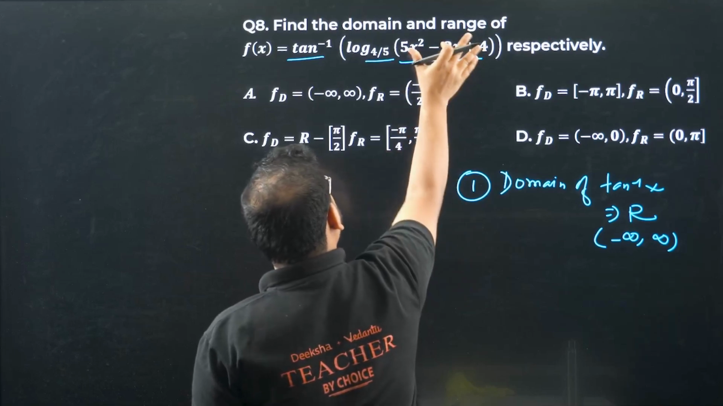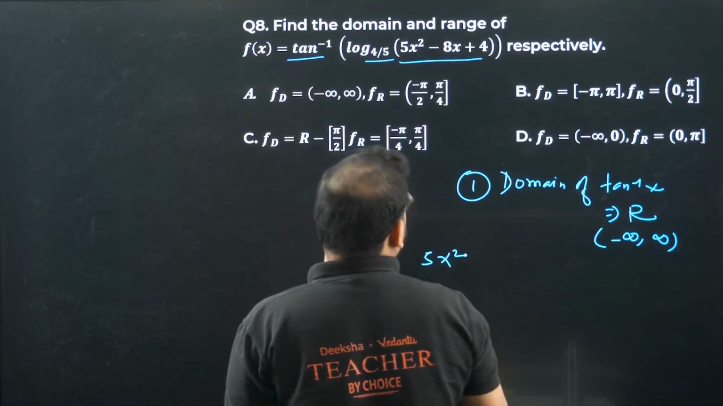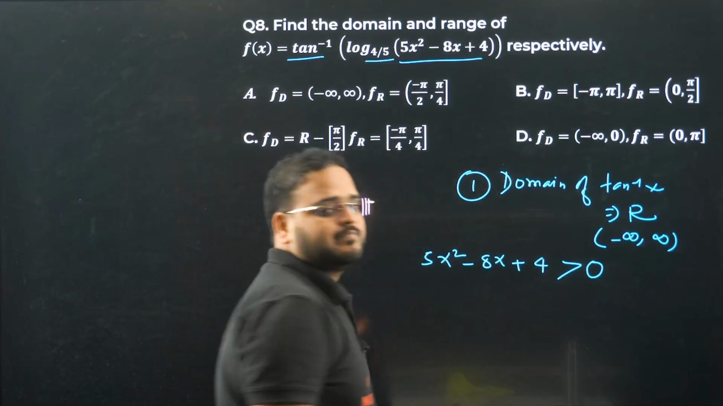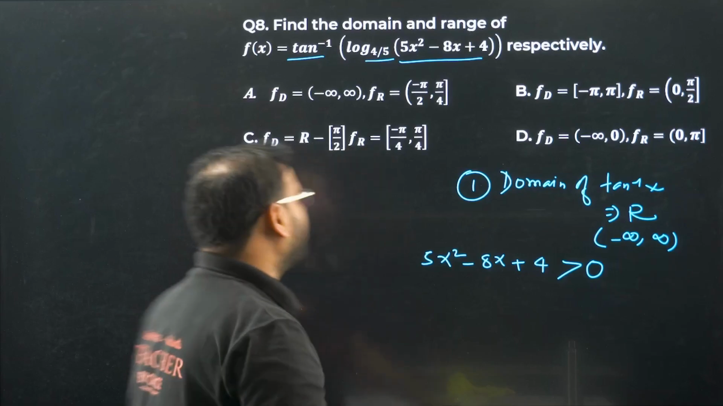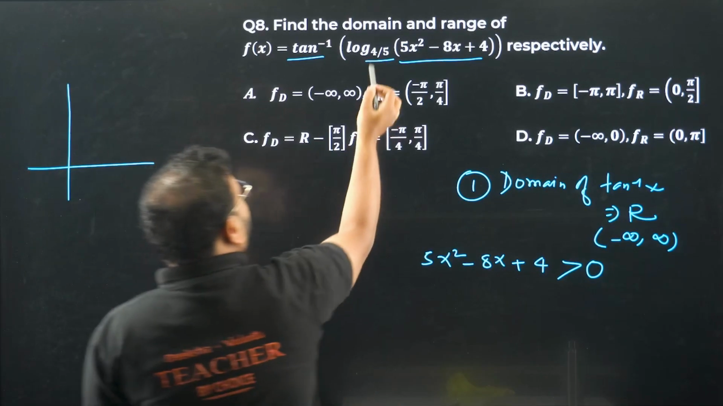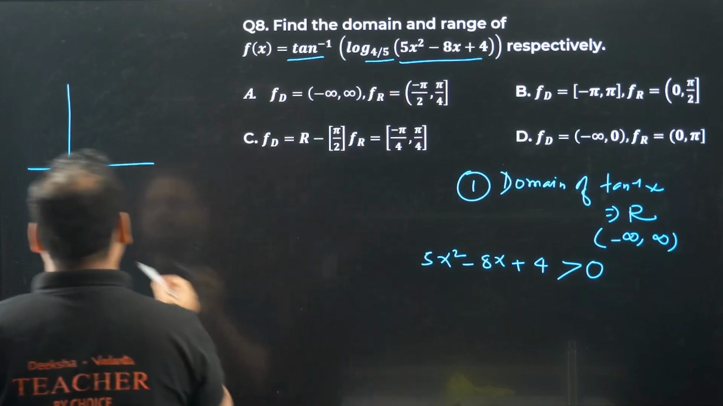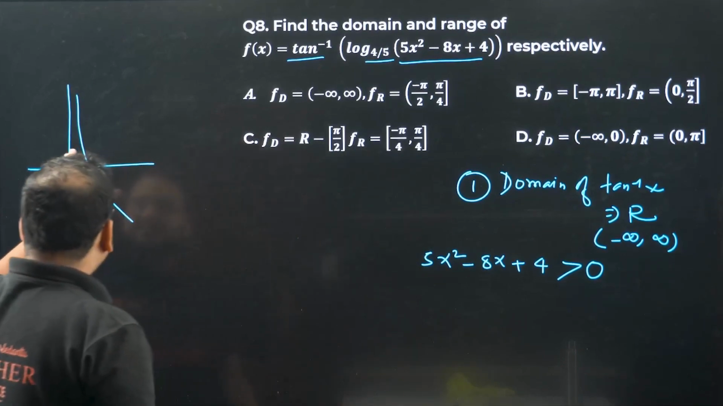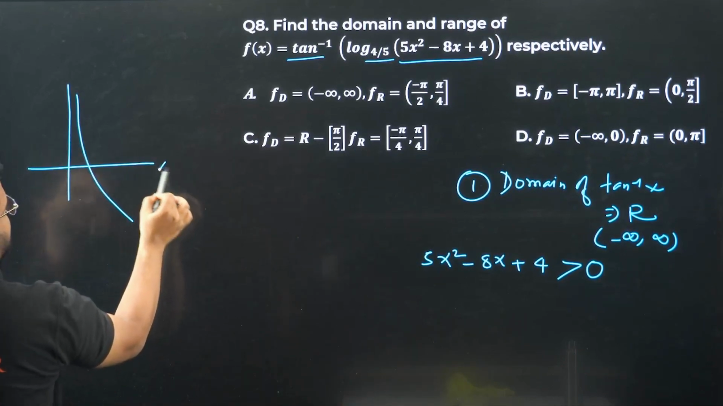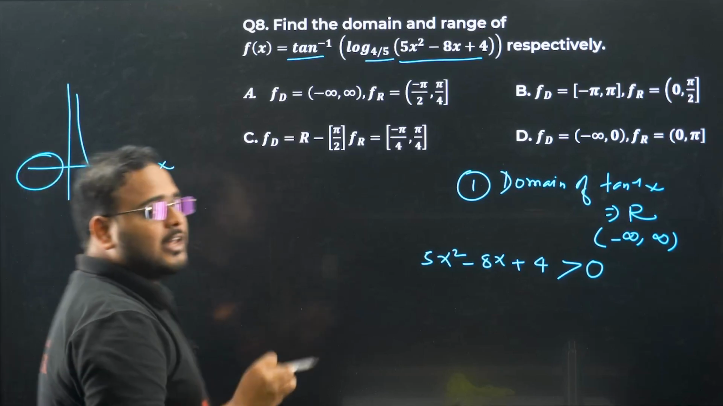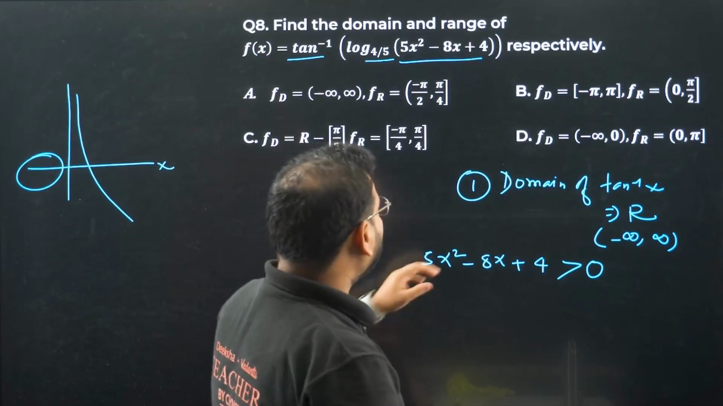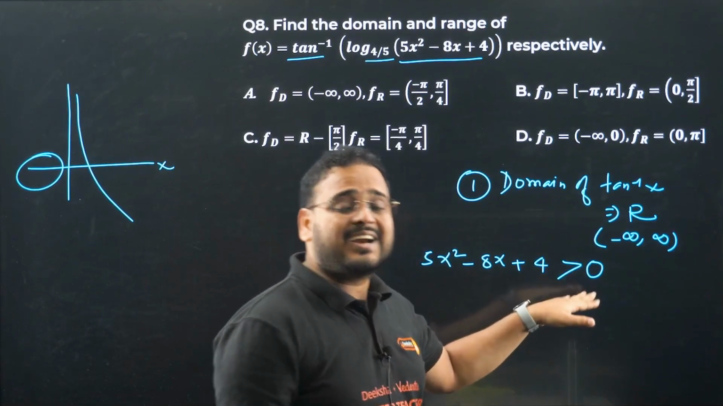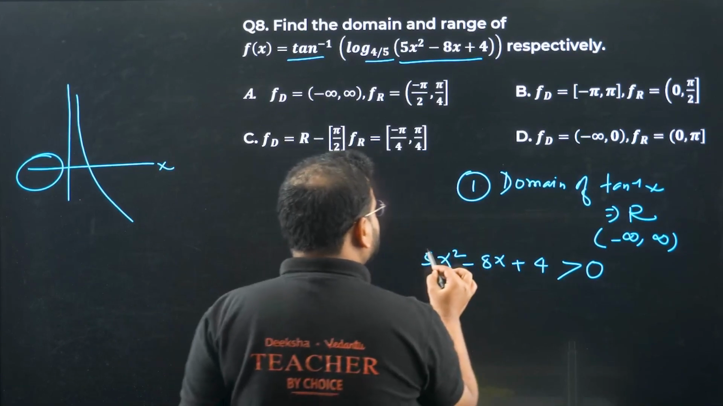So for the log function, this part, 5x square minus 8x plus 4, should always be more than 0. Log does not operate on a negative value. Remember the log graph. In this case, the value of the base is less than 1, so this is your graph. You can check, is there a negative value of x where the log operates? Can you put the value as 0 also? No. We can't have 0 also. That's why there is no equal to sign over here, only greater than 0. So we have to just satisfy this condition.